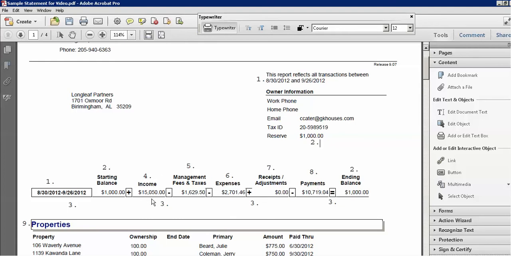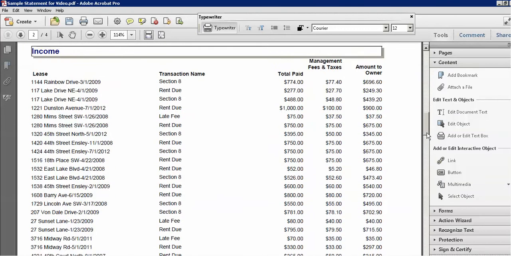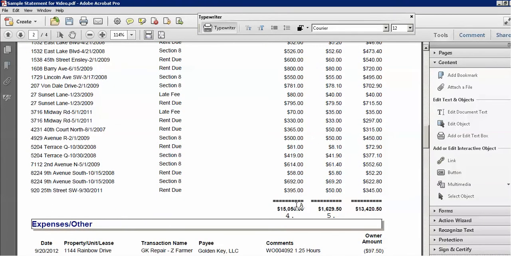Section 4 is income. The income is the gross amount of rents collected during the period of the statement. It ties to the total paid in the income subsection below. So let's look at it. 15,050 should tie right here to 15,050.